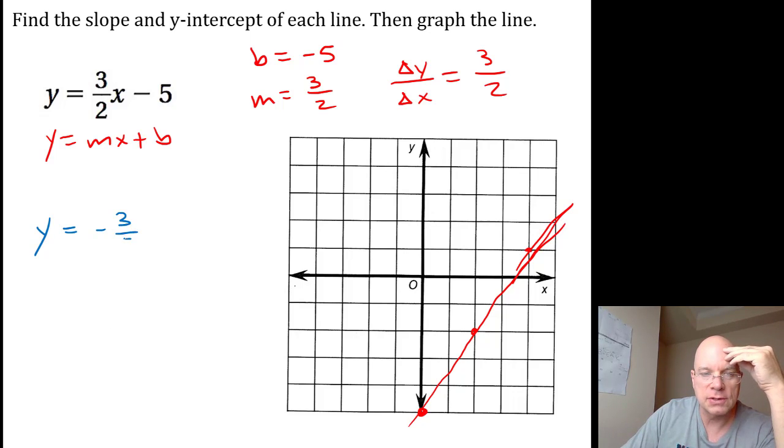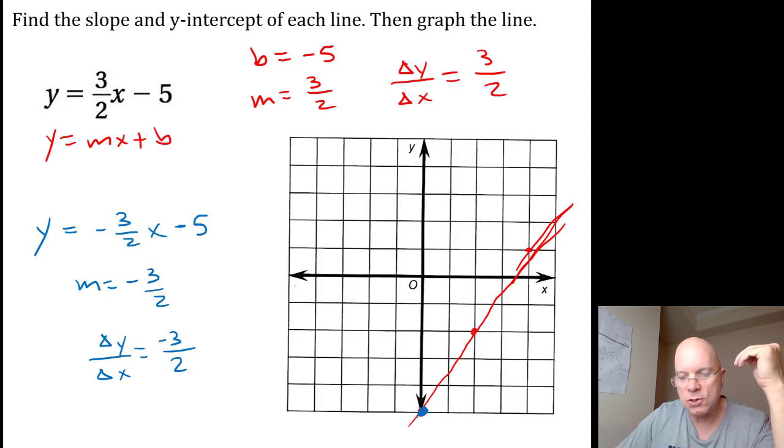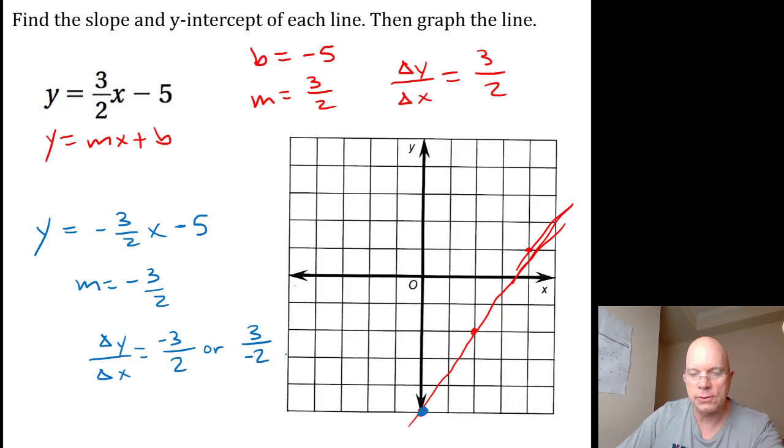Negative 3 halves x minus 5. Well, it has the same y-intercept, negative 5, but now m is negative 3 halves. So delta y over delta x is negative 3 over positive 2. In a situation like this, of course I could go down 3 if I had more of the coordinate plane showing, but because I don't have any more coordinate plane on my paper, I have to take the alternate form of this and do 3 over negative 2.